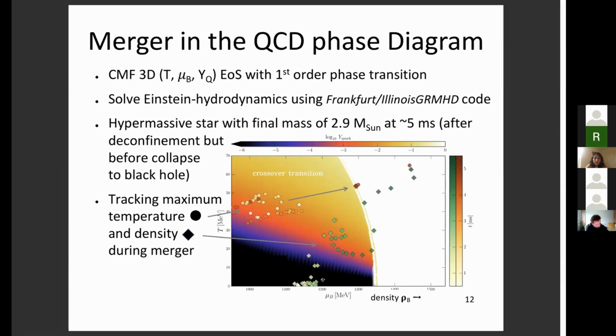So looking at the phase diagram, let me start with the diamonds. They show the densest part, just as a function of time, so getting from light green to dark green, you just get denser and hotter. So there's no surprise there. But the interesting part is this other region here shown by the beige circles.